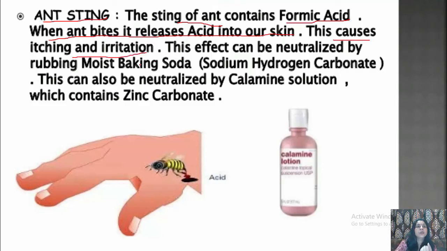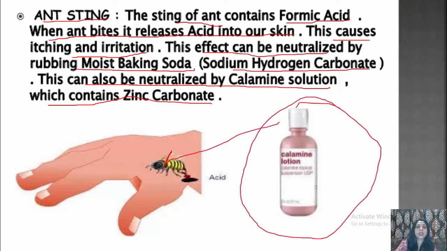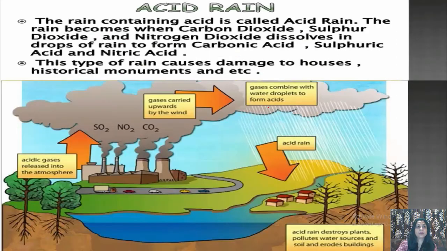जब चींटी काटती है तो खुजली मचने लगती है और जलन मचने लगती है उस जगह पर जहां पर चींटी ने काटा था. क्यों? Because of the acid which is released by the ant bite, and this effect can be neutralized by rubbing moist baking soda, which is sodium hydrogen carbonate. This can also be neutralized by calamine lotion which contains zinc carbonate. This calamine lotion can be applied on the ant sting and this may relieve our body from the itching and irritation effect of the acid released by the ant sting.